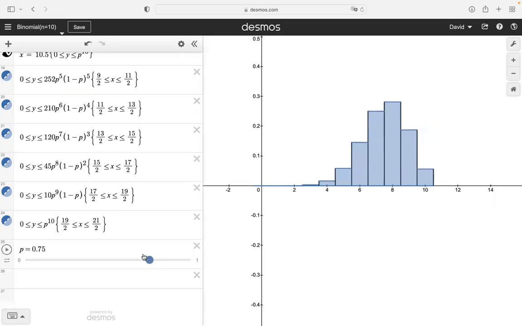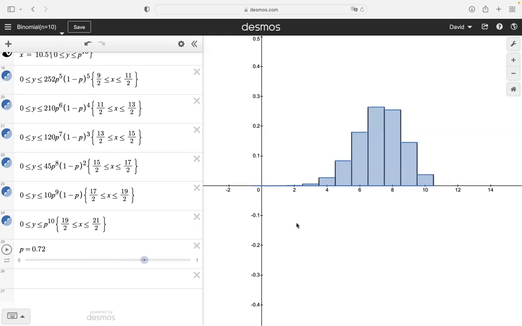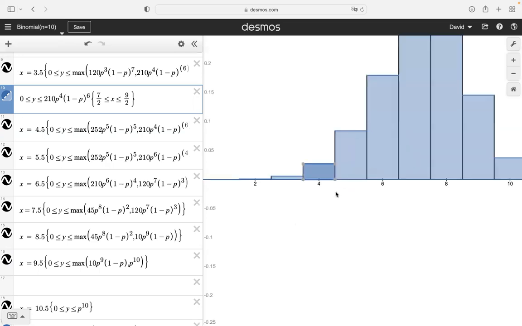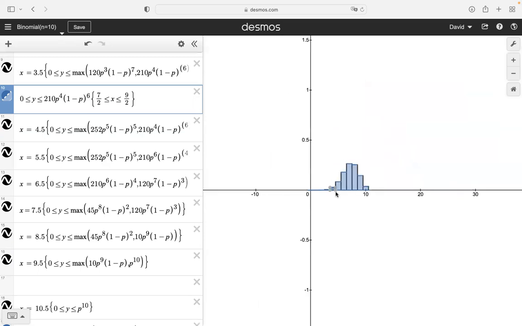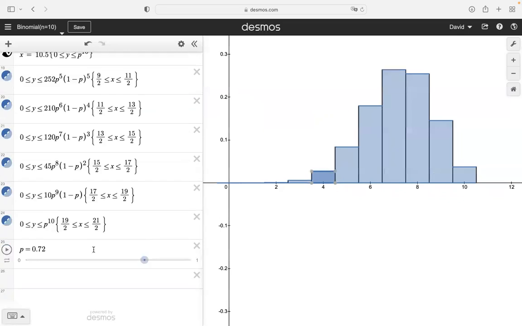Now, let's just pick a probability. Let's say 0.59. Okay, that's maybe a little too symmetric. Let's do 0.72. If we wanted to calculate the probability of having exactly 4 successes out of 10 trials, it looks like the probability is about 0.04. Notice all these probabilities add up to 1, which is why all the probabilities are scaled the way that they are. So let's say I wanted to compute the probability of having exactly 4 successes out of 10 trials, where the probability of a success is 0.72.